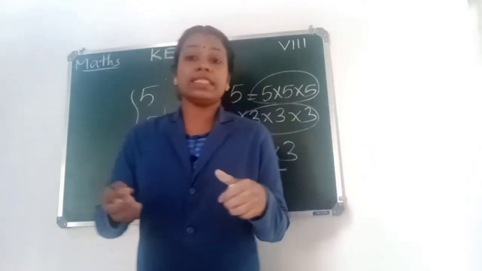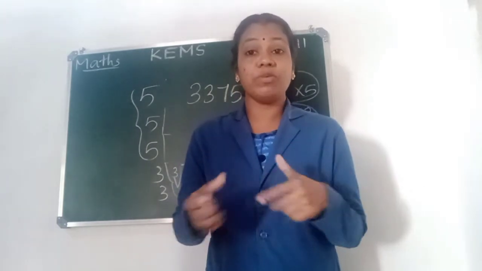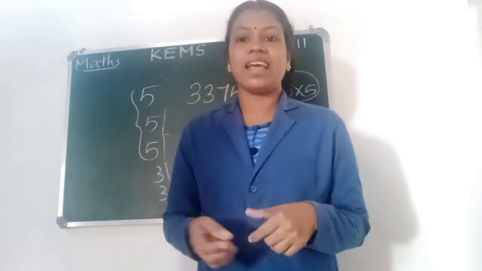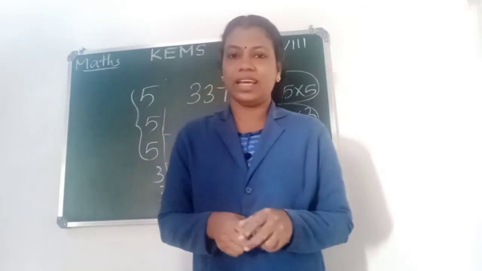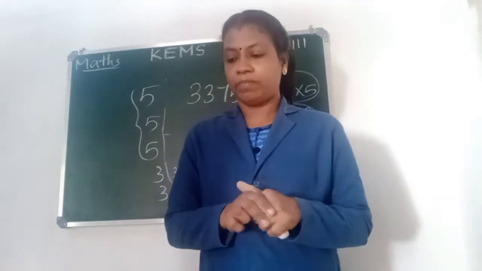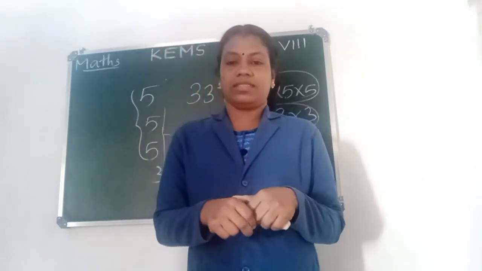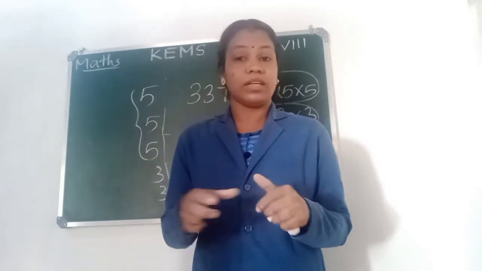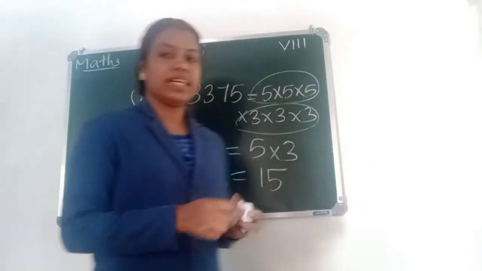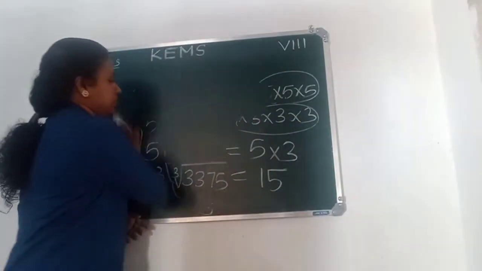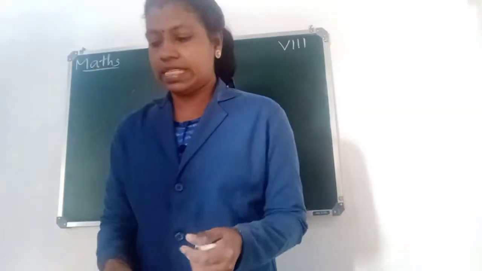Then one more method is there for finding the cube root of numbers. That is the estimation method. Second method, estimation method. In this method, we just estimate the cube root of the number, but through a step-by-step process. Simple method. Just listen. I will explain it with an example.